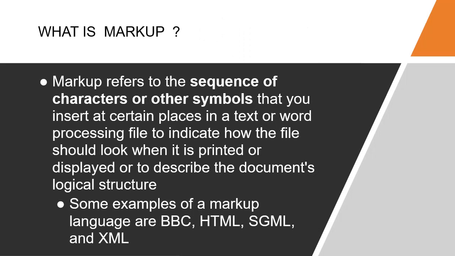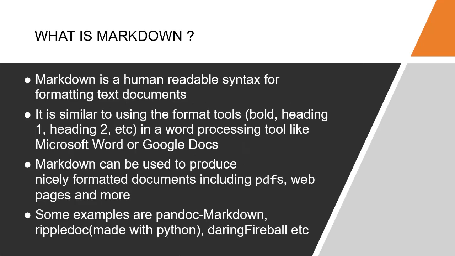What is a markup? Markup refers to the sequence of characters that you insert at certain places in a text to indicate how the file should look when it is printed or displayed. Say you are using Ctrl B for bold, Ctrl I for italics, etc. These are, you can say, examples of markups. And similarly, you have markup languages like HTML, XML, etc. And Markdown is another simple markup language.